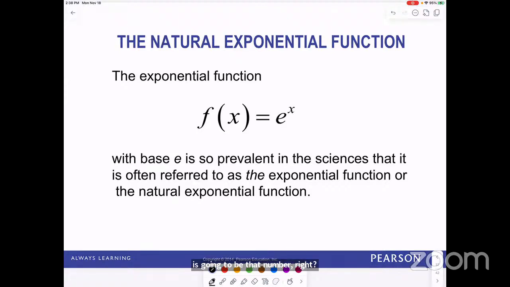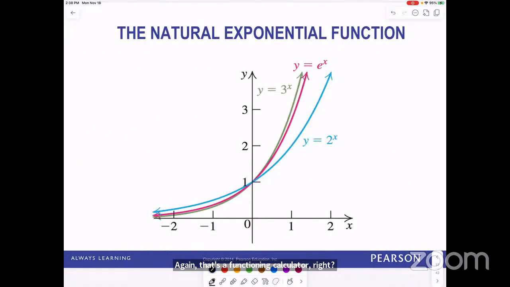So you don't need to worry about all that. For our purposes, we just want to use the function. Again, that's the function in the calculator, right? So I think earlier we said that it's approximately 2.7 something. Here in blue we have the graph of 2 to the power x, and in green we have 3 to the power x. So notice that e is between the blue and the green, but closer to the green. So it's almost 3. It's like 2.7 something. Okay.